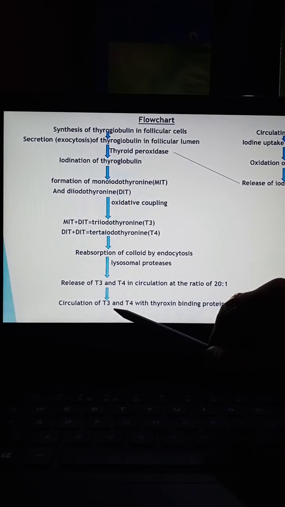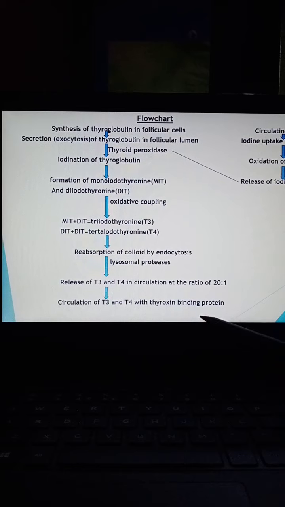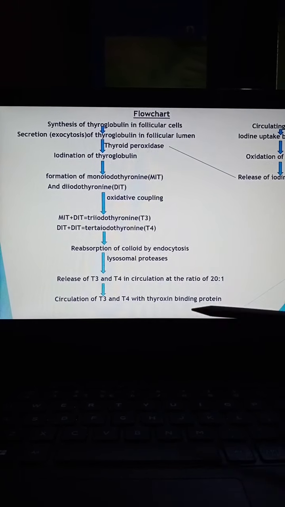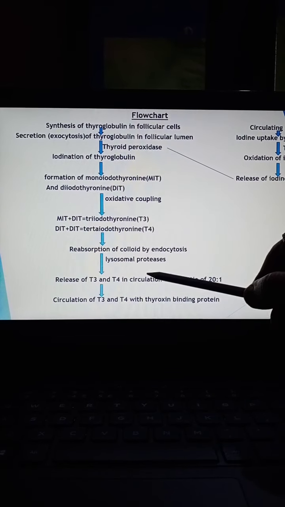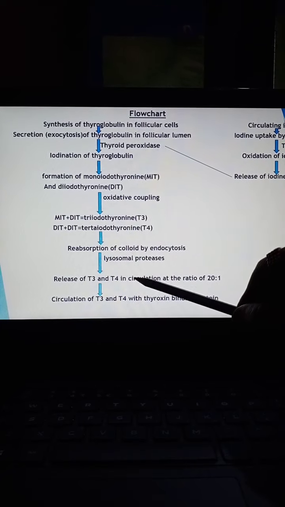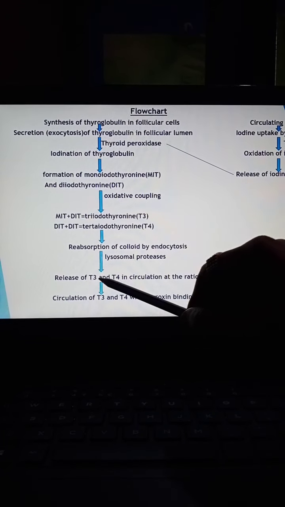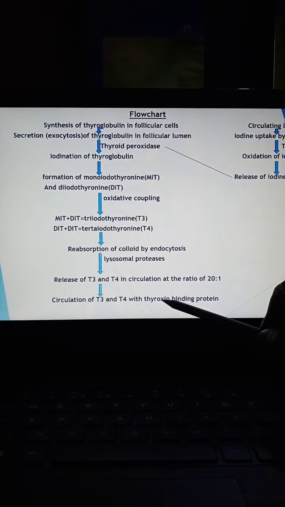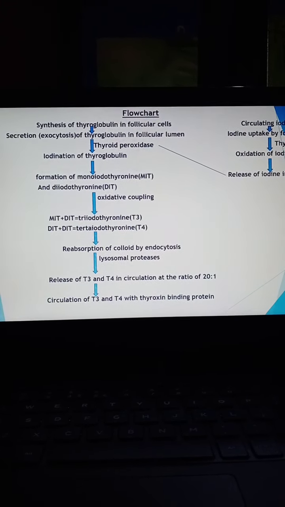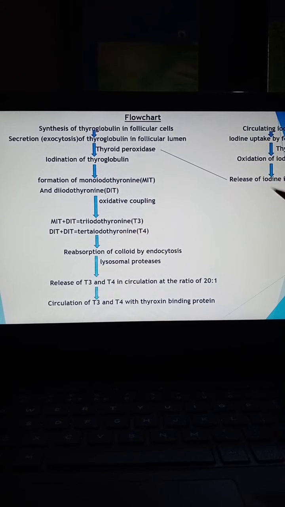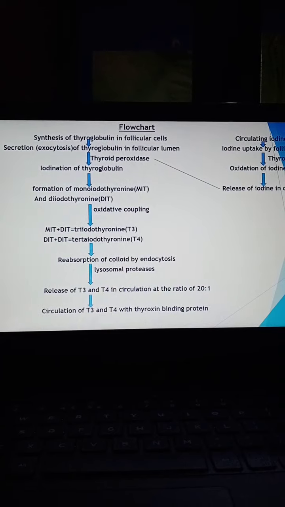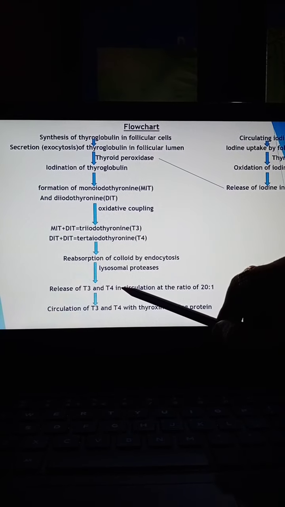Now, circulation of T3 and T4 is with thyroxine binding protein. Although T3 and T4 are given out into the circulation when they become active in the follicular cells, they don't circulate freely; they combine with the thyroxine binding protein, and only then do they circulate in the body. In this way, the flow chart shows the synthesis and release of the hormones T3 and T4.